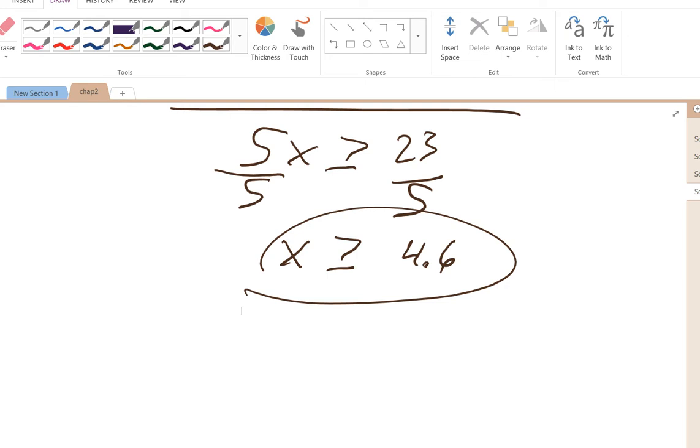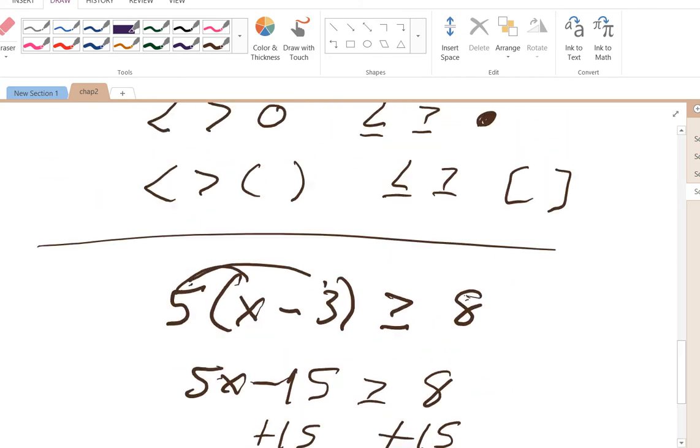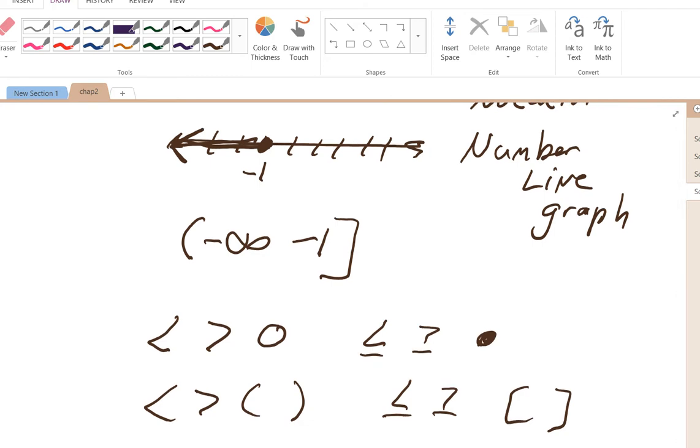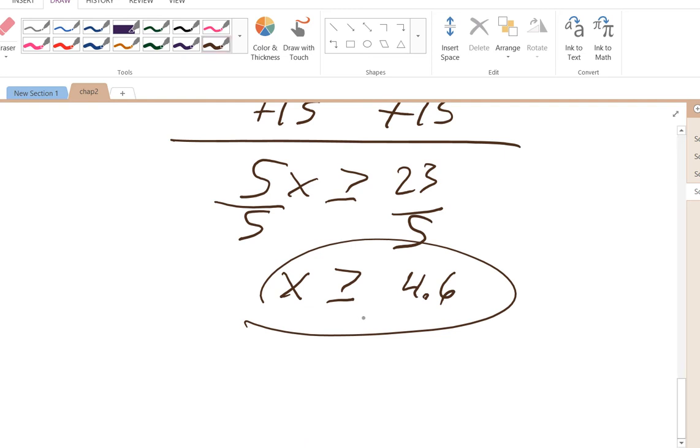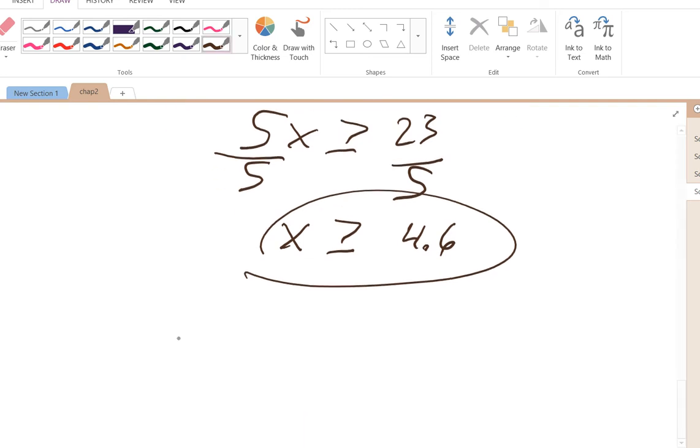The hollow dot will come when you have a less than or equal to right here. I know you can't see what I'm writing. So that would be open. This would be solid. So in this case, we're going to have a solid. Okay. So I'll draw my number line.